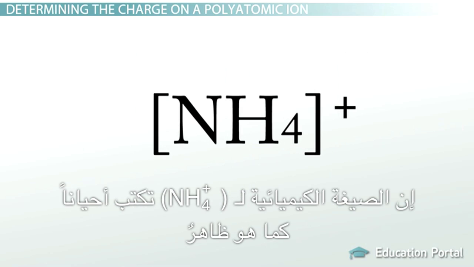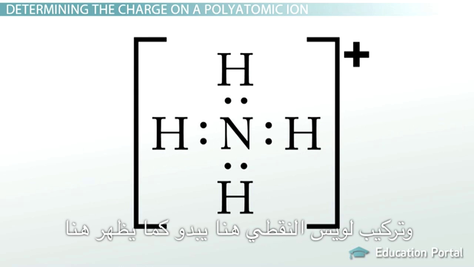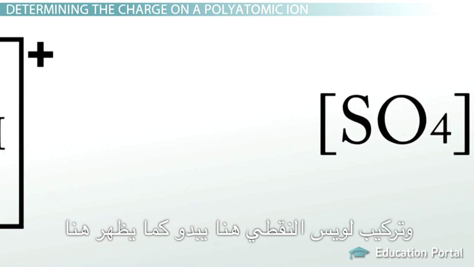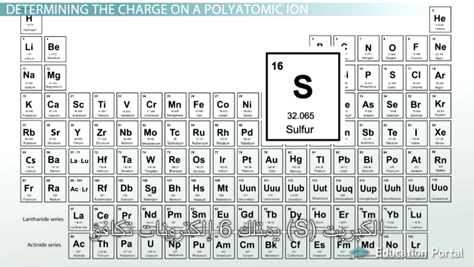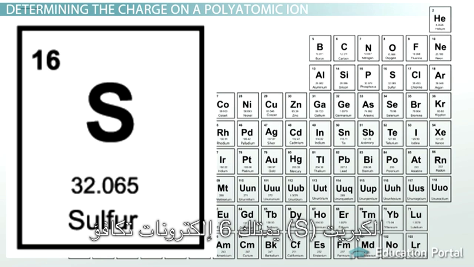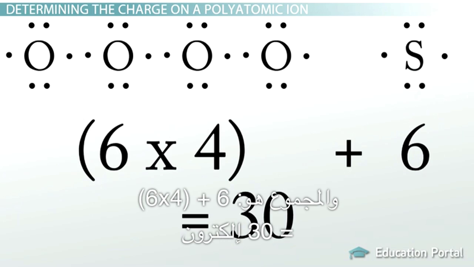The formula for NH4+ is sometimes written like this, to show that the whole group of atoms has a charge, not just the hydrogen. This Lewis dot structure looks like this. Let's look at another example. Sulfate ion, SO4 2-. Sulfur, S, has 6 valence electrons. Oxygen, O, has 6 valence electrons. The total is 6 times 4 plus 6 equals 30 electrons.